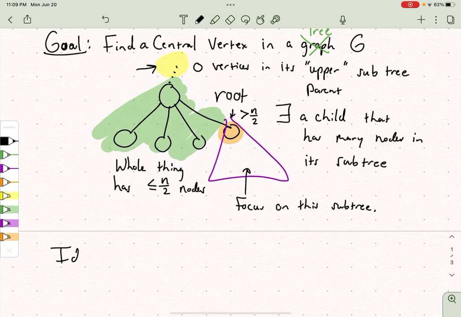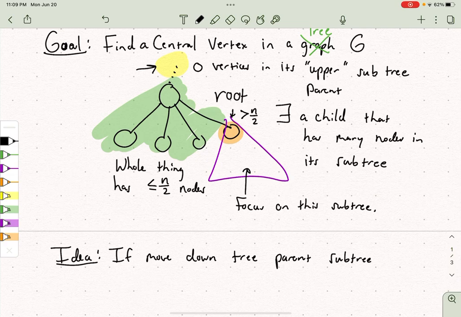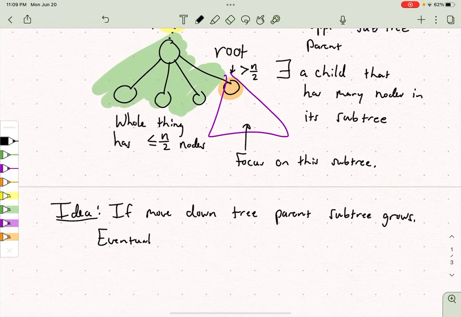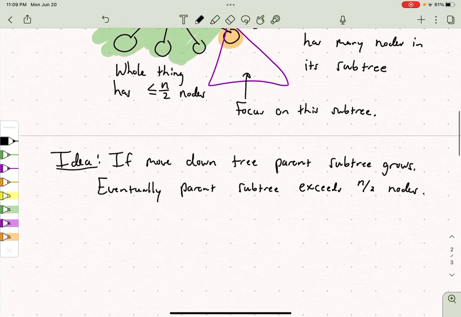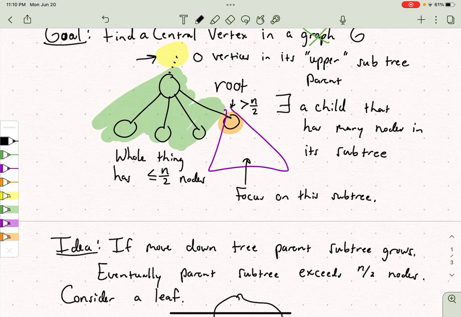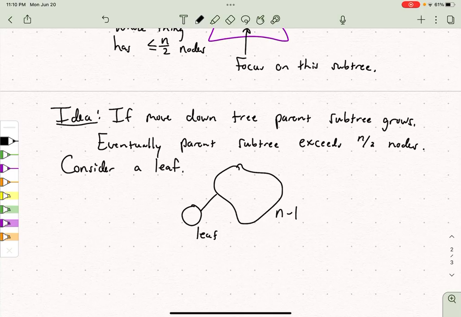So here's the idea. If we move onto the tree, the parent subtree grows, and eventually the parent subtree is going to get too big. So eventually it exceeds n over 2 nodes. Why is this? Well, consider a leaf. All trees have leaves, and at a leaf, we have one node and then the literal rest of the tree. So if this is a leaf, the rest of the tree has n minus 1 nodes, and if we keep going down the tree one by one, eventually we hit a leaf. So here's an example of a node with a large parent subtree.